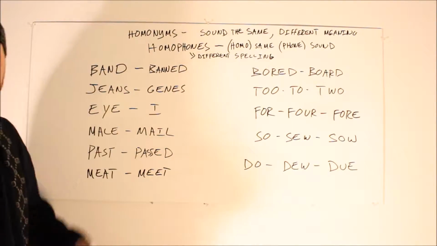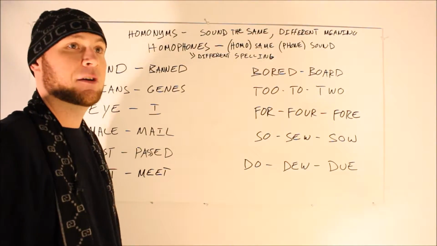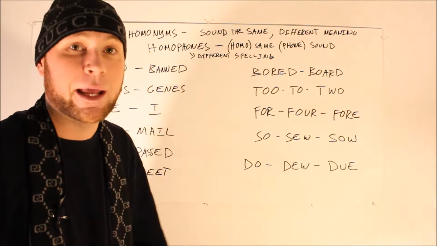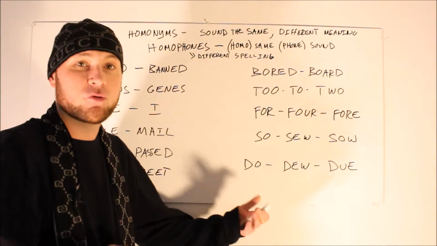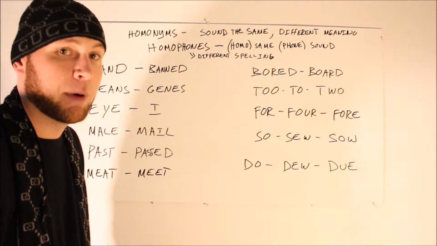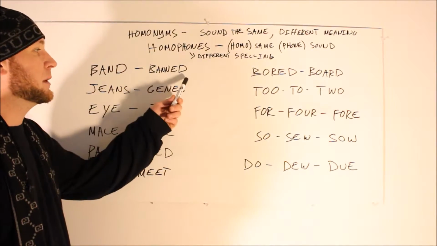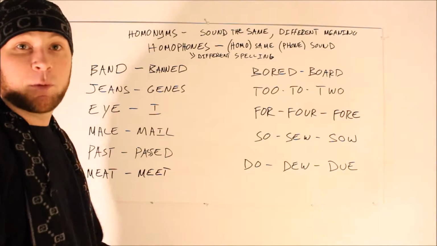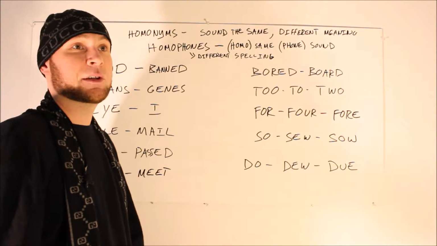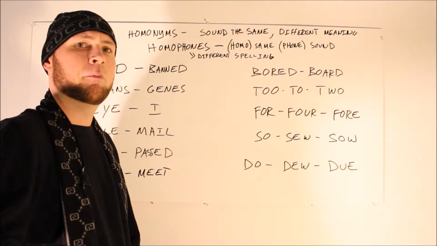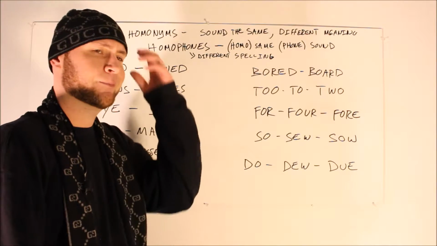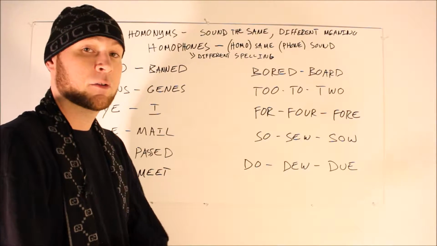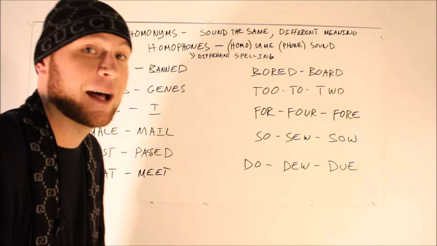Well, what is the first one? Band. Like I could say the Jonas Brothers are a very crappy band. They play in a band. The next one is going to be banned, as in Donald Trump said that 7 countries of immigrants are banned from coming to America. So banned, as in they're not allowed.